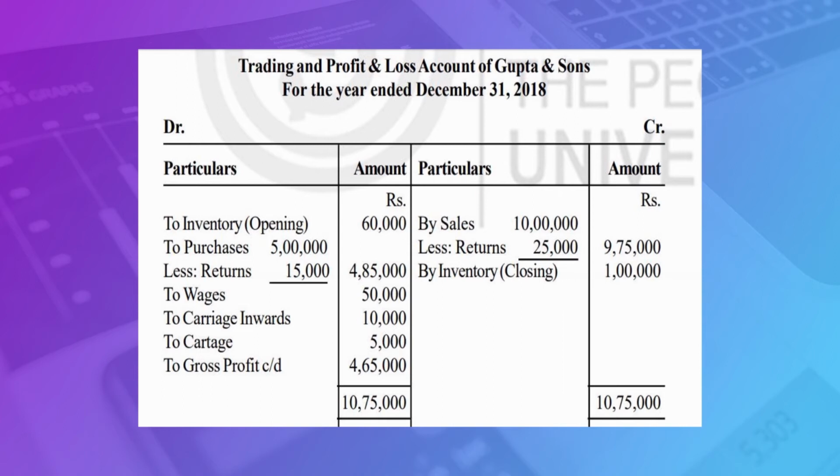And dear learners, I had told you that if the credit side of trading account is more than the total of the debit side, the balance amount will be known as gross profit. So, here the gross profit is 4 lakh 65,000. Now, the total is 10 lakh 75,000 and 10 lakh 75,000. Now, we will see how the profit and loss account will be prepared.